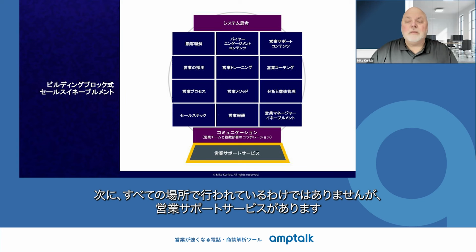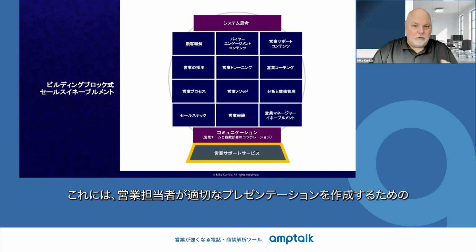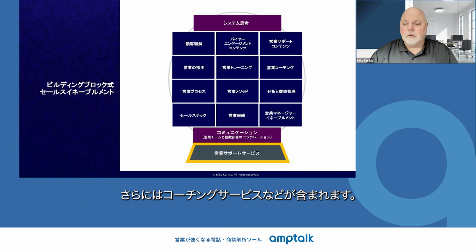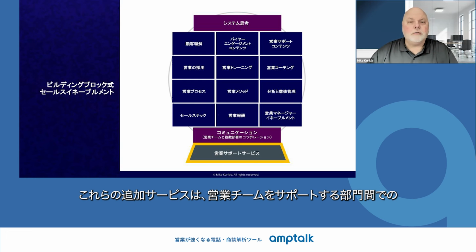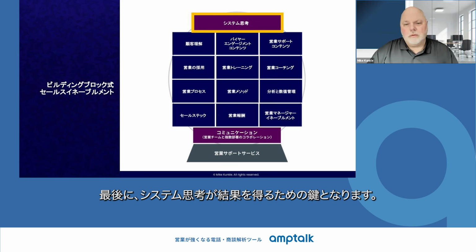Now, next, while it's not something that's done everywhere, is sales support services. This includes things like RFP or RFI support, presentation support, helping your sales reps build the right presentations, research support, researching customers or buyers, or even coaching services. These are additional services, also are often done with a service level agreement in place between the functions who will serve the sales force. And the last one here is systems thinking, which is absolutely key to getting results.